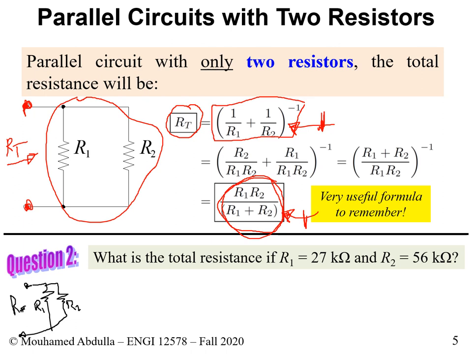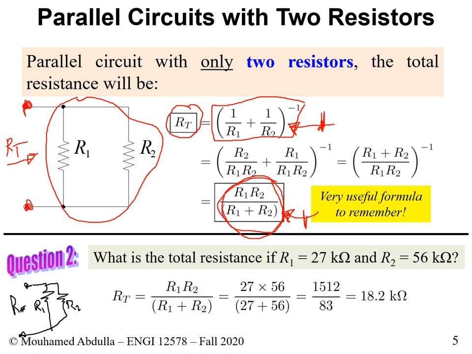Okay, so if we do the analysis, basically what it means is we simply multiply 27 by 56, and in the denominator we do 27 plus 56, and that should give us the result. And the result that we get should be smaller than the smallest resistance. So if we have 27 kiloohm, the total resistance that we get should be less than 27 kiloohm.